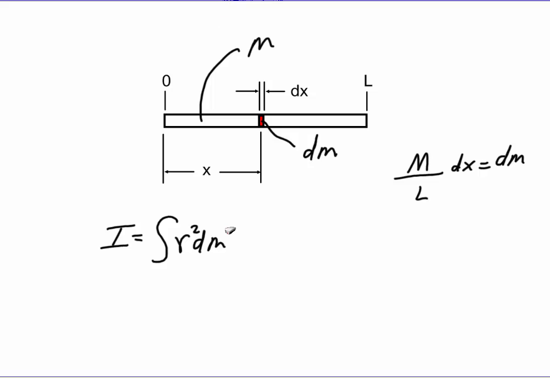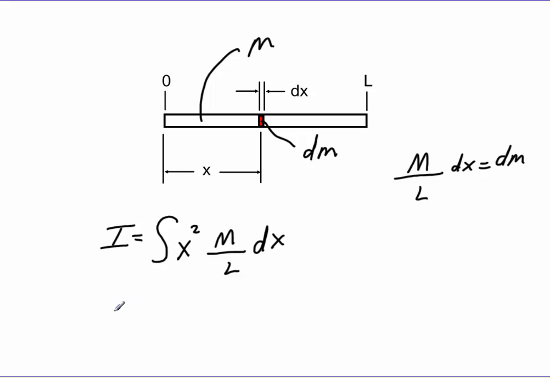I'm going to take this part out of the integral and replace it with what I've defined here. Okay, so far so good. Now, my r value here is going to be the distance from one end to the middle of that segment. So here I defined this as x. So I will take r out right there and replace it with my x value.